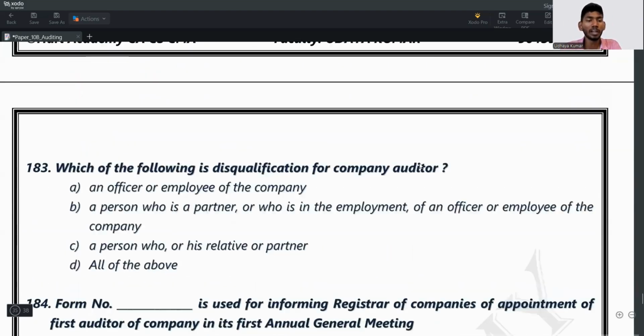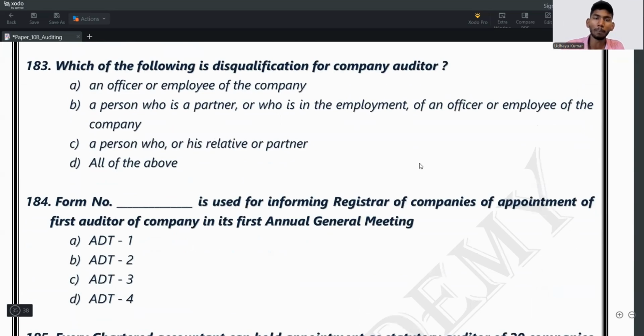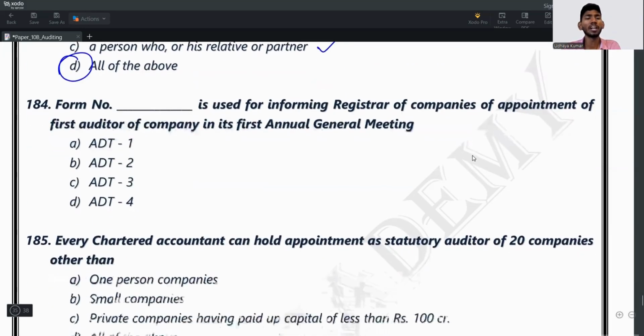So moving to question number 183, which of the following is a disqualification for a company auditor? An officer or employee of the company, it's a disqualification. A person who is a partner or who is in the employment of an officer or employee of the company, it's also true. A person who is his relative or partner, right? So then option D is all of the above. So moving to question 184, form number dash is used for informing the Registrar of Companies of the appointment of the first auditor of the company in its first annual general meeting. So it is nothing but ADT 1. We have discussed it in the beginning itself, right?